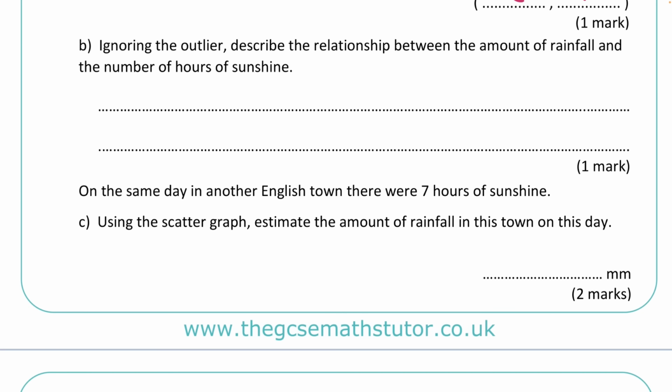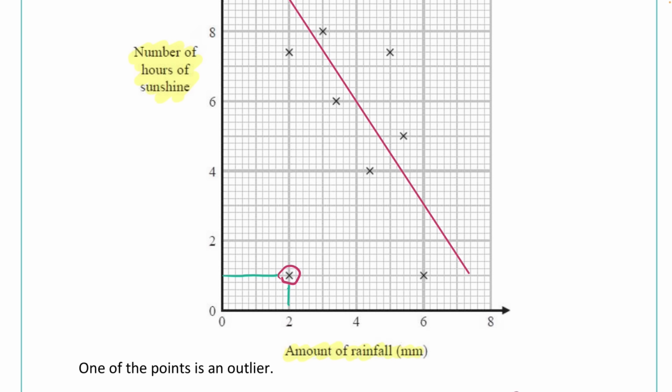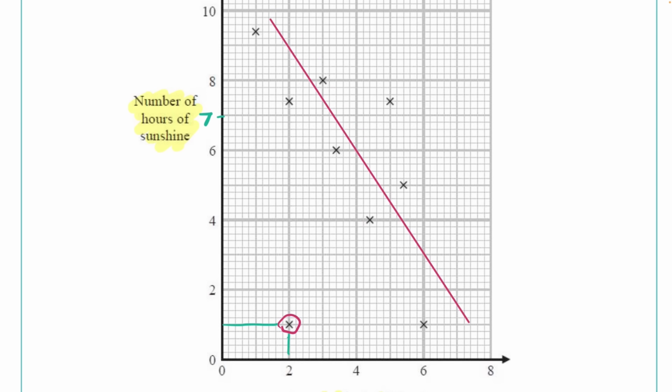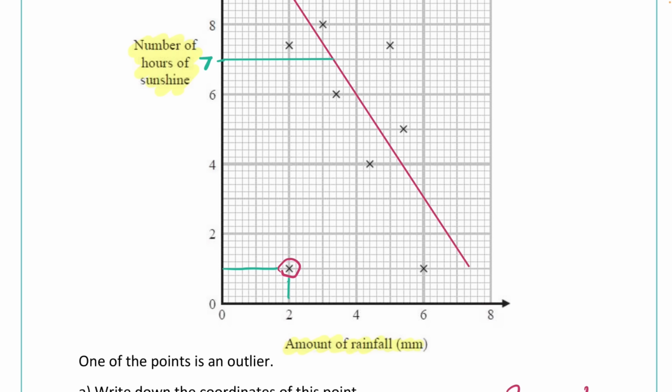It says on the same day, in another English town, there was 7 hours of sunshine. Using the scatter graph, estimate the amount of rainfall in this town. So 7 hours of sunshine, and that is over here. Let's have a look. There we go. So 7 is in between the 6 and the 8. Now, answers here will vary because it really depends on how you've drawn your line of best fit. So there's going to be quite a variety of answers that you could have. I'm going to get my answer based on my line of best fit, but yours actually could be different.